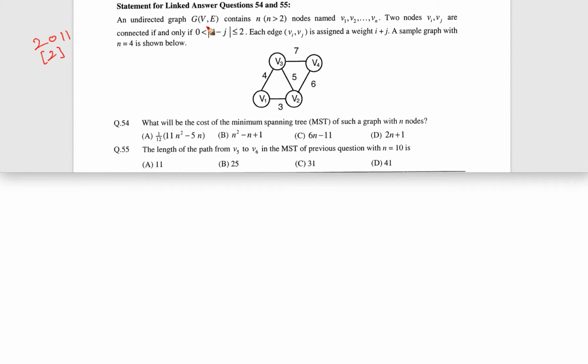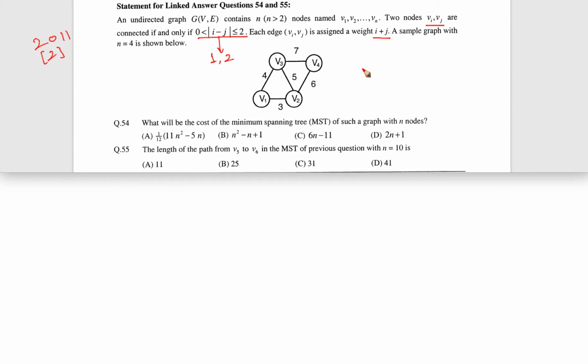An undirected graph G(V, E) contains n nodes, where n is greater than 2, named V1 through Vn. Two nodes Vi and Vj are connected if and only if this condition is given: modulus of i minus j is greater than 0 and less than or equal to 2, which means that modulus of i minus j is either 1 or 2. Then only the vertices Vi and Vj are connected. After that they are saying that each edge (Vi, Vj) is assigned a weight i plus j. A sample graph with n equal to 4 is given below.